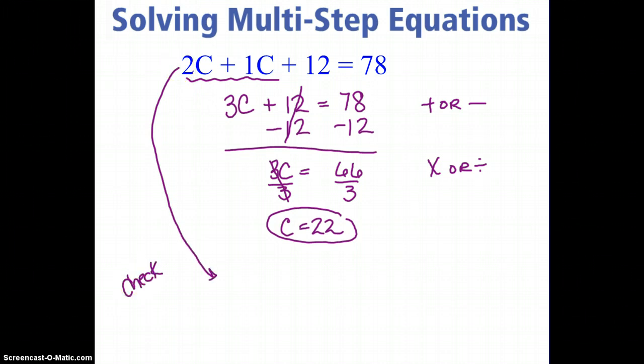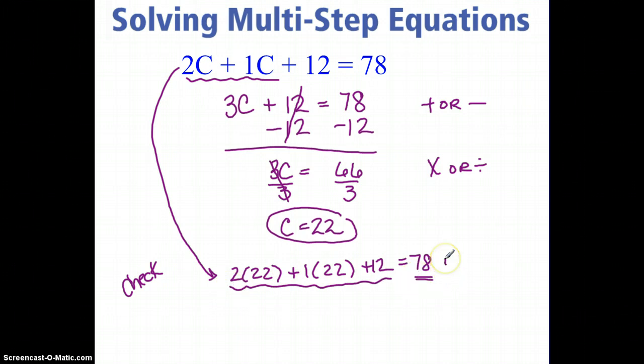Now if I want to check my answer, I can go back and actually plug in 22 for any of the c values. So 2 times 22 plus 1 times 22 plus 12 is going to equal 78. So I just want to make sure when I plug this part in, I actually get 78 as my answer, which I do. So I know my answer checks out.